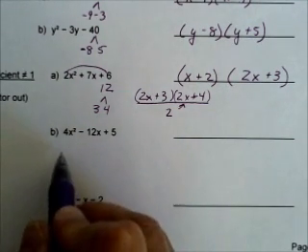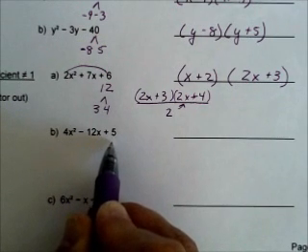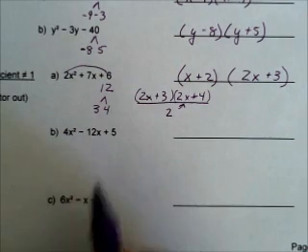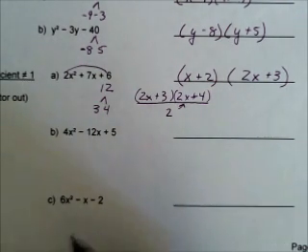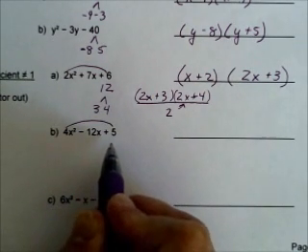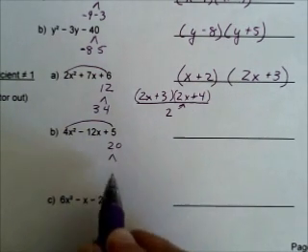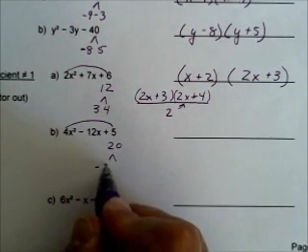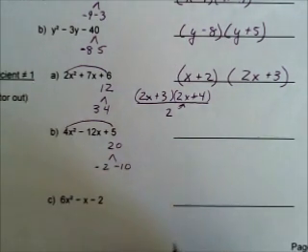Next, 4x squared minus 12x plus 5. Lead coefficient is 4. There's no GCF. That's the first thing you always look for. Is there a greatest common factor? There is none. We'll go and multiply 4 times 5 is 20. The factors of 20 that add to negative 12, negative 2, and negative 10.